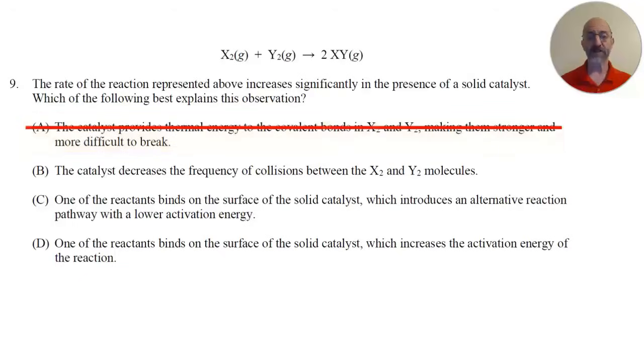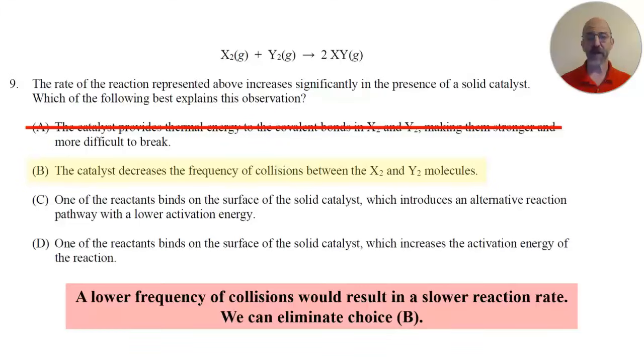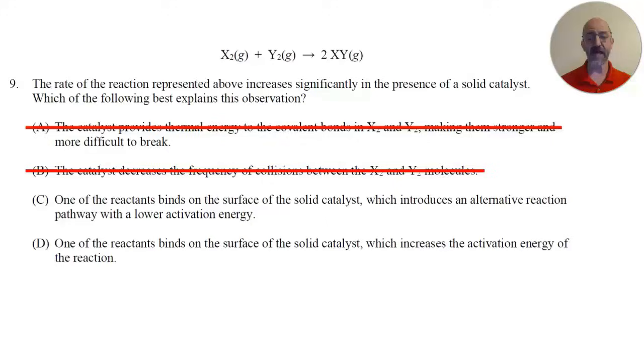Now, moving on to choice B, it says the catalyst decreases the frequency of collisions between the X2 and the Y2 molecules. A lower frequency of collisions would result in a slower reaction rate. So again, we can eliminate choice B because we're looking for either a faster reaction rate or a lower activation energy.